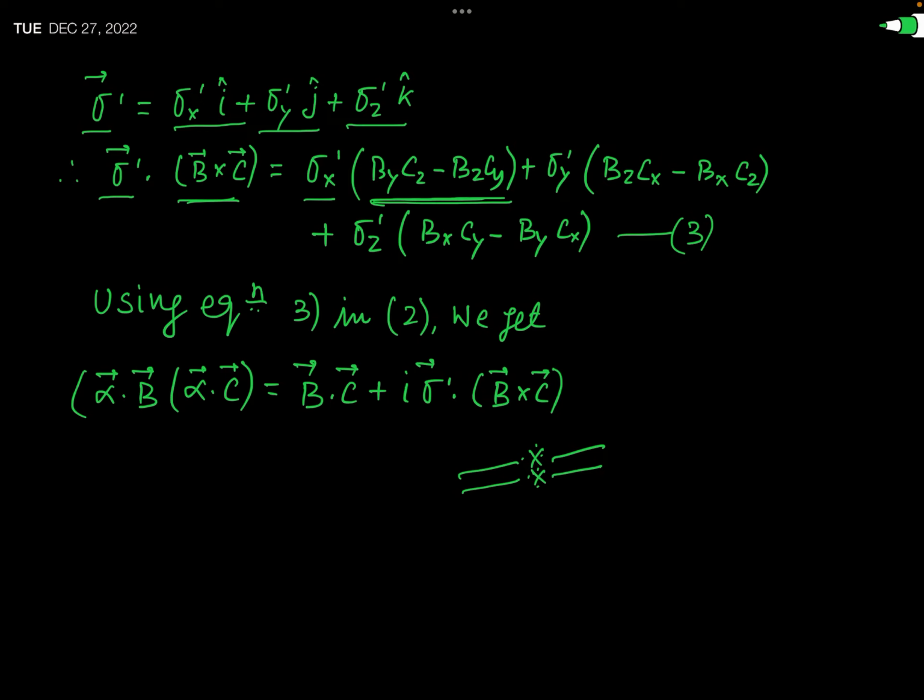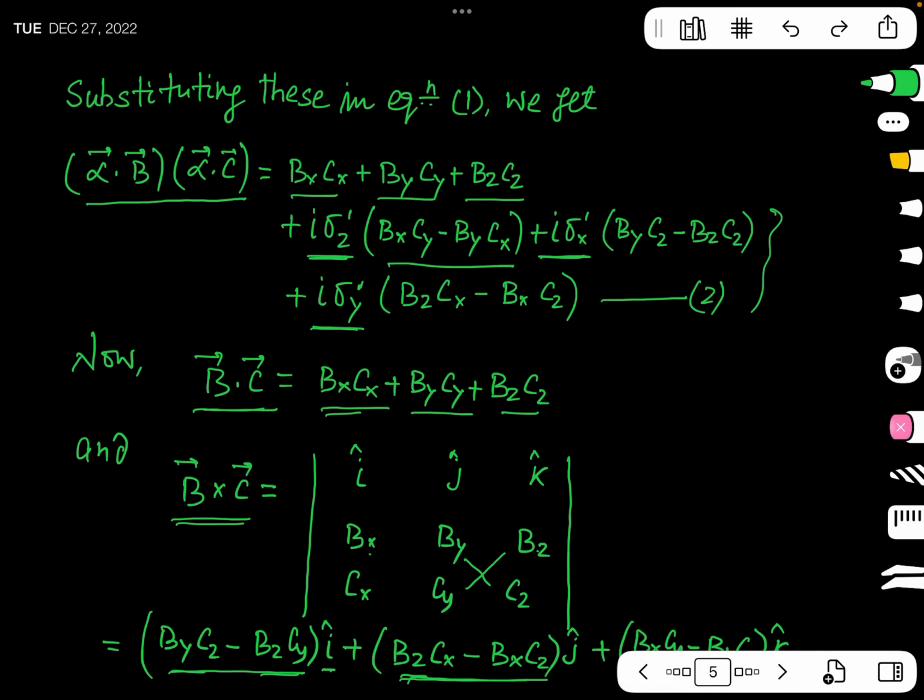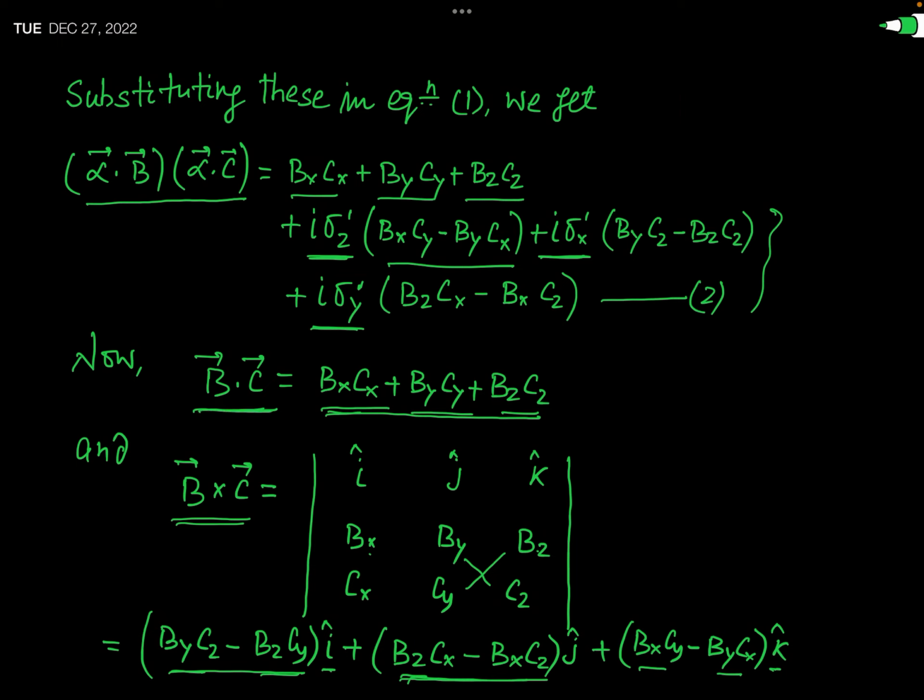Similarly, the second term will be sigma y dashed times bz cx minus bx cz, and the third term will be sigma z dashed times bx cy minus by cx. This is a very simple calculation. So when you use these results, instead of the expression on the RHS of equation 3, we can write sigma dashed dot b cross c. And in place of this sum bx cx plus by cy plus bz cz, we can write b dot c.